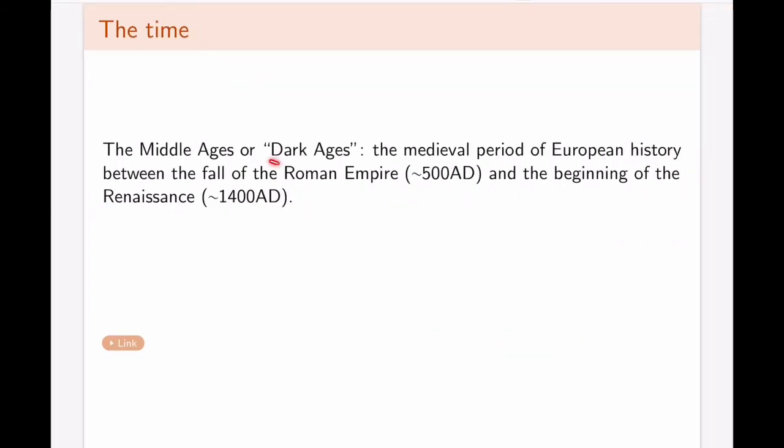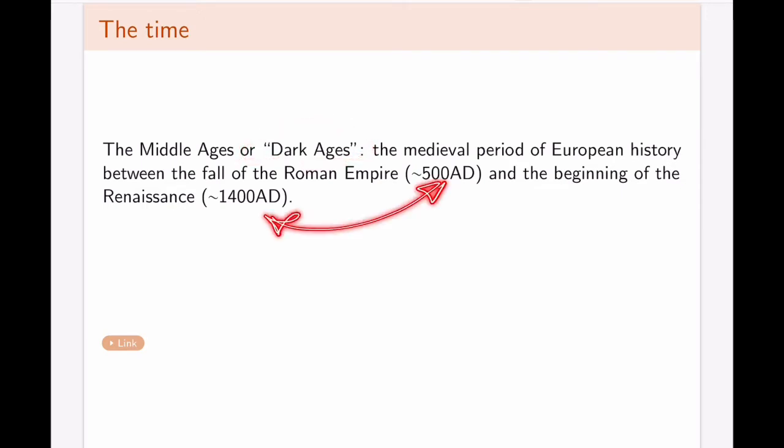The Middle Ages, also called the Dark Ages, is the period, in European history in particular, between the fall of the Roman Empire, around 500 AD, and the beginning of the Renaissance, the rebirth, in the 1400s. The names themselves suggest what happened, Dark Ages to rebirth. The Dark Ages are really characterized by very little happening in sciences and mathematics and any kind of intellectual achievements. They are characterized by wars, and political and religious turmoil.